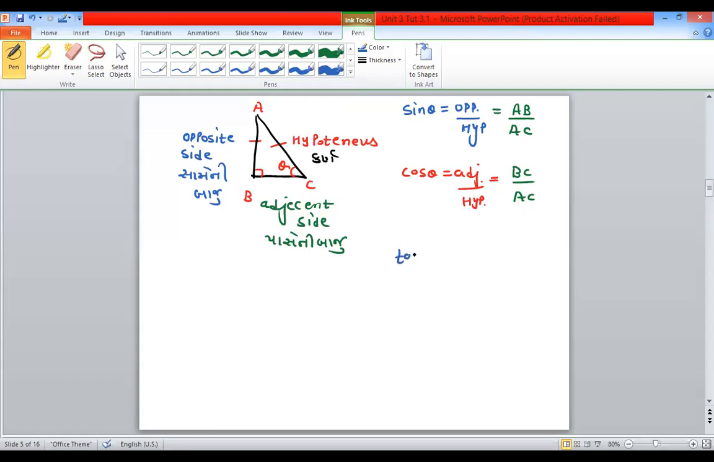This is your tan theta. Tan theta means sin theta upon cos theta. The value of sin is what? Sin means opposite upon hypotenuse, and cos theta is equal to adjacent upon hypotenuse.